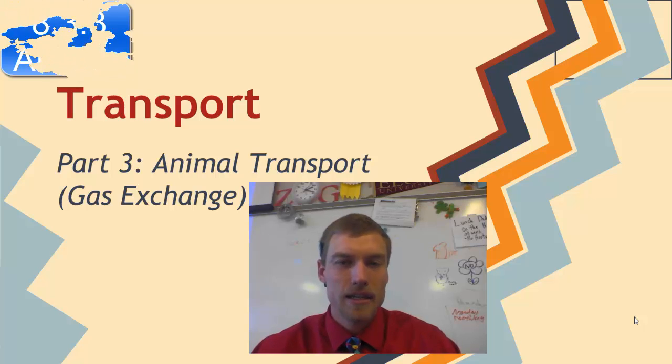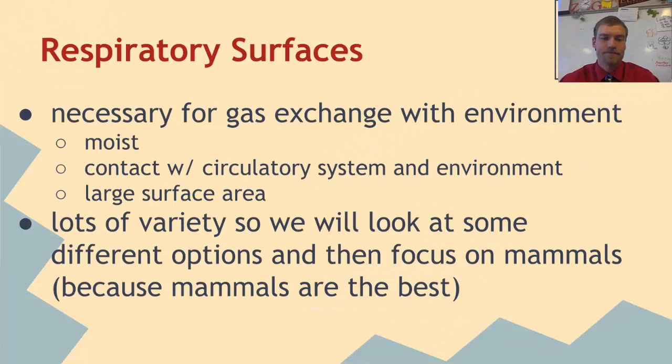We're going to be continuing our talk about animal transport by getting into the topic of gas exchange. So you're going to need respiratory surfaces in order for gas exchange to occur with the environment, because that's where all the gas is. And there are three requirements. Number one, it's got to be a moist surface. Number two, it's got to have contact with the circulatory system and the environment. And then number three, it's going to have a large surface area, which, as we've seen, is a trend in a lot of these different systems. There's a lot of different variety in terms of how this can occur, so we're going to take a look at several of those systems.